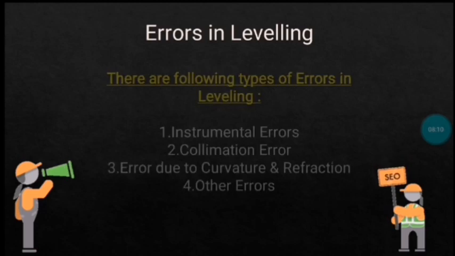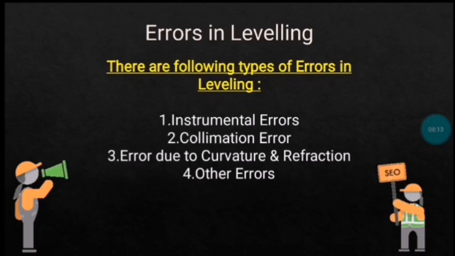Errors in leveling. There are types of errors in leveling, the first of which is instrumental errors. Collimation errors. Correction: check before use the equalized sights. Second is undersensitive bubble. Third is error in staff graduation. Correction: check. The fourth is loose tripod head. Fifth is telescope not parallel to bubble tube.